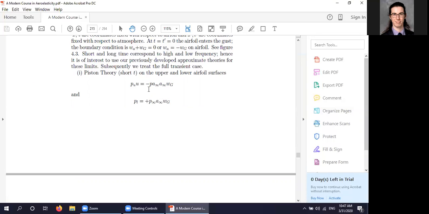I see a typo. You may want to take this into account because there are some typos I'm going to ask you to look at. This should be a density here and here, not a pressure. And there should only be one a infinity here, not two.